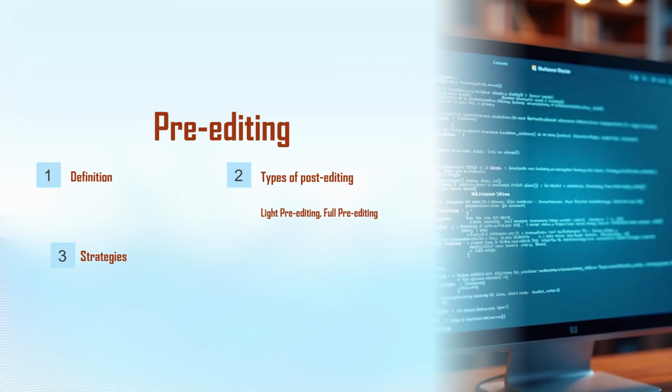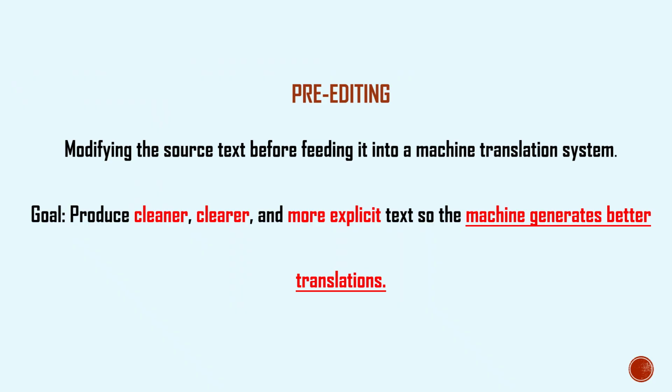Pre-editing means modifying the source text before feeding it into a machine translation system. The goal is simple: produce cleaner, clearer, and more explicit input so the machine can generate better output. In many ways, pre-editing is like preparing the soil before planting. If the soil is full of stones and thorns, nothing will grow properly. But if you clear the ground, the result improves across all languages.